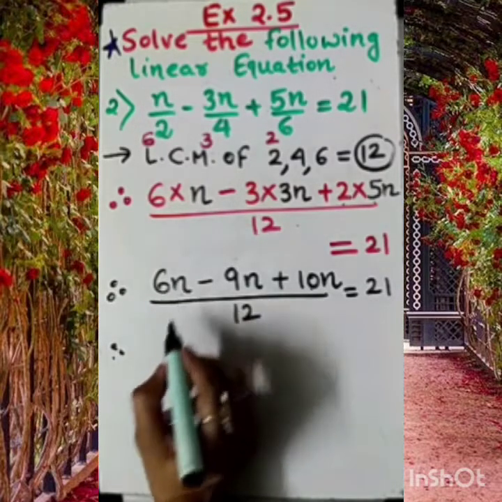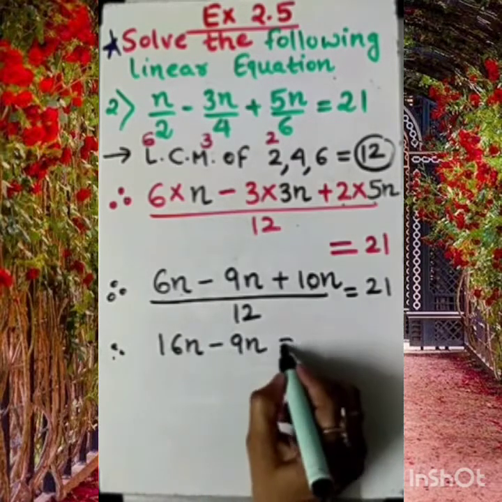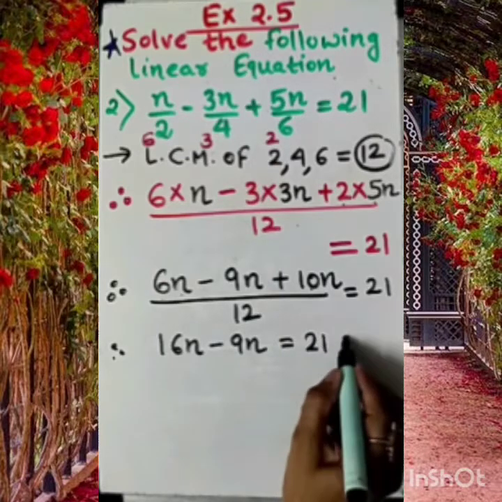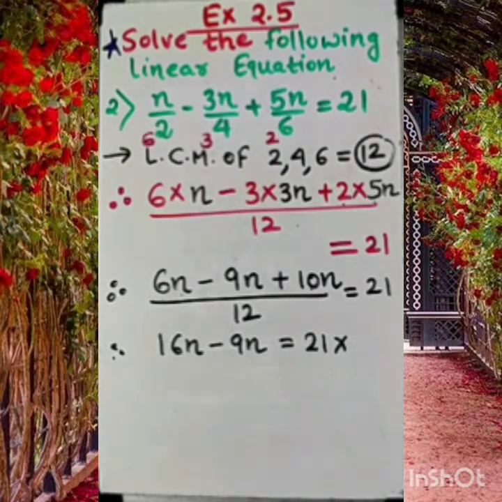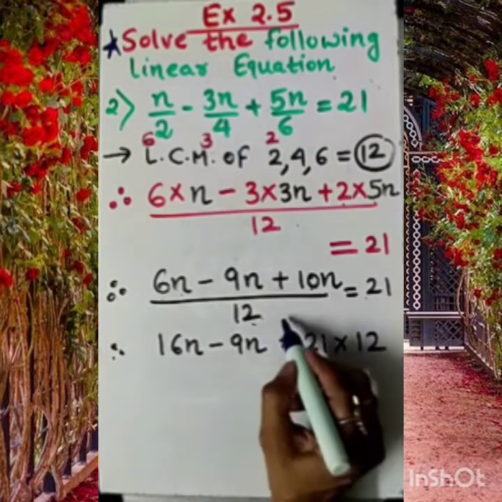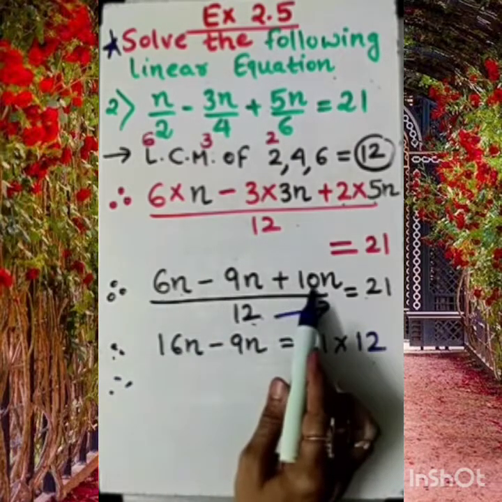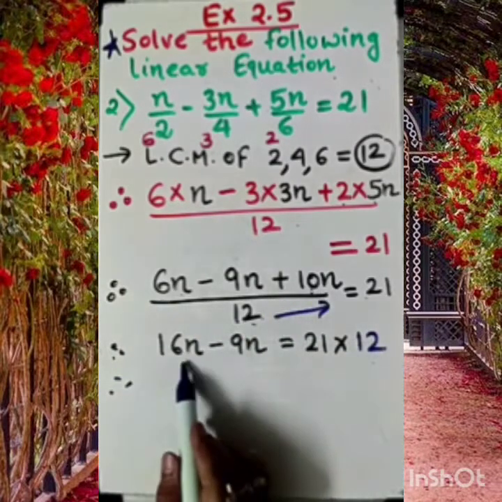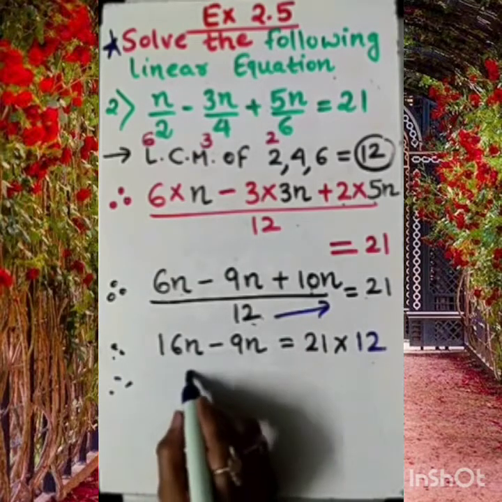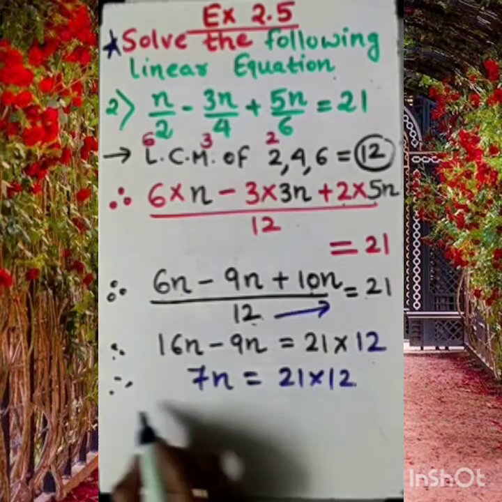10n plus 6n is 16n minus 9n. What about this 12? This 21 is already here. This 12 will be multiplied in the numerator here, this side. Cross multiplication. That is 12 I am multiplying to this side. As usual, 10 plus 6, 16n minus 9n. So that is giving result 7n equal to 21 into 12.